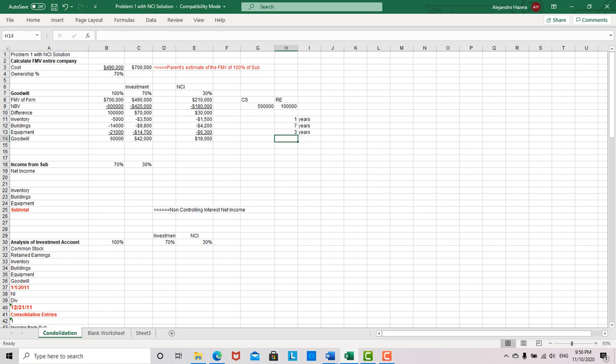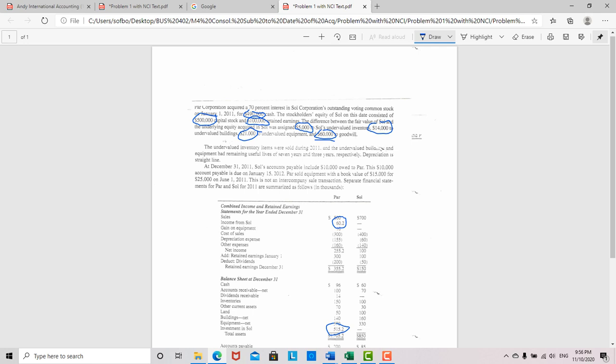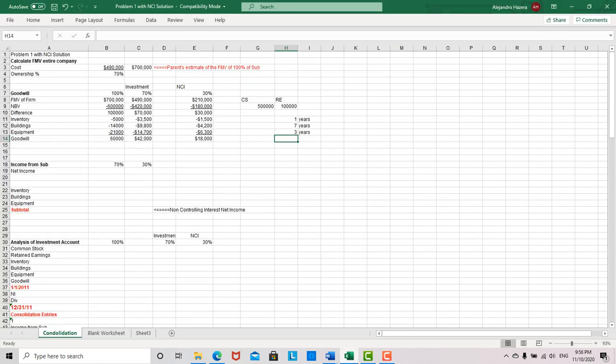And where I'm getting those from is the second paragraph here. It says that inventory items were sold in 2011. So the inventory items were sold in 2011. The buildings and equipment had remaining useful lives of 7 years and 3 years, respectively. Okay, so it's going to be 1 year for the inventory, and 7 for the buildings, and 3 for the equipment. Okay, so let's go back, and those are correct.